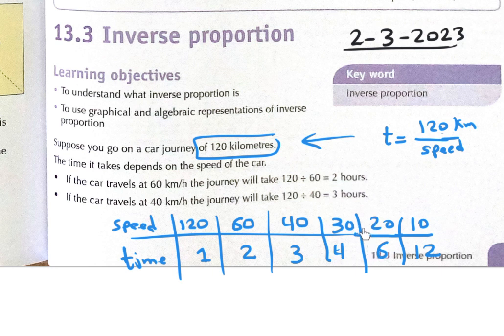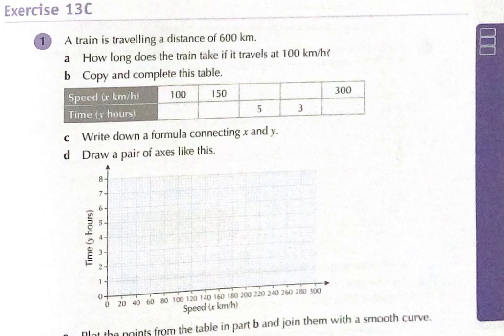So if we have two quantities in inverse proportion, the product is always constant. Okay? So if y and x are in inverse proportion, then x times y is a constant number. Okay? Now it's time to practice. Number 1, Taleen, read number 1.